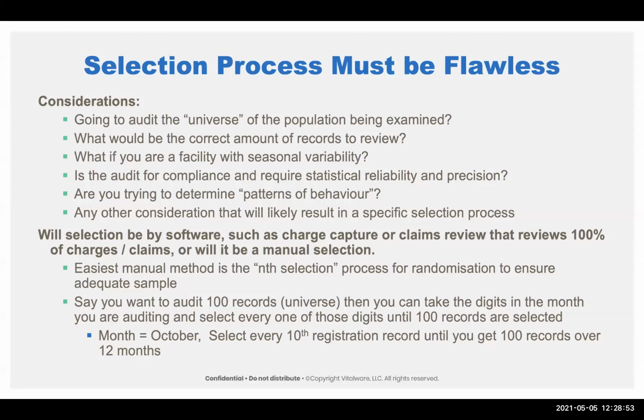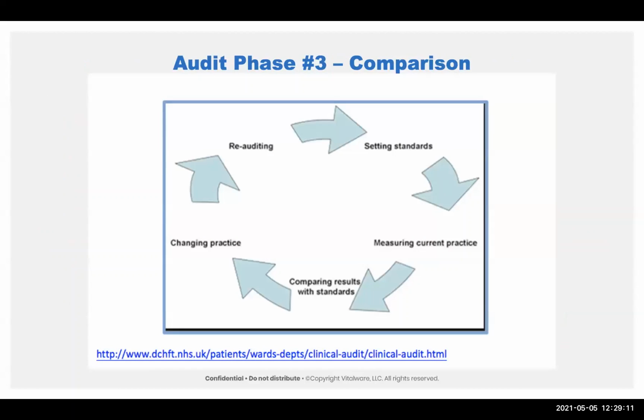Say you want 100 records, you take the digits for the month you're auditing, say it's October, then every 10th registration until you get to 100 records. So just keep going through, count out every 10th, and you go to 100 over the 12 months. Then you compare it with what the standard says.